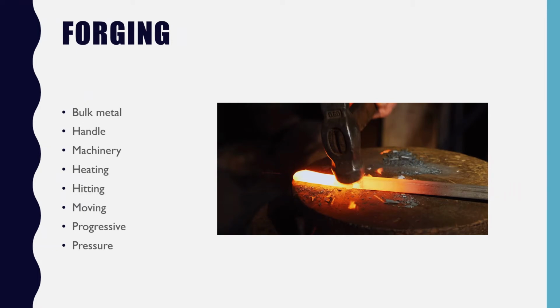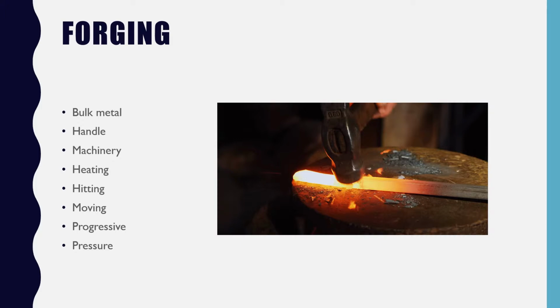Forging is the third one. This is a simple process where we can say that it is just hit and remove the piece to get the shape required. This kind of process could be handled with a hammer or with a hydraulic machine to make the process progressive and create more pressure.